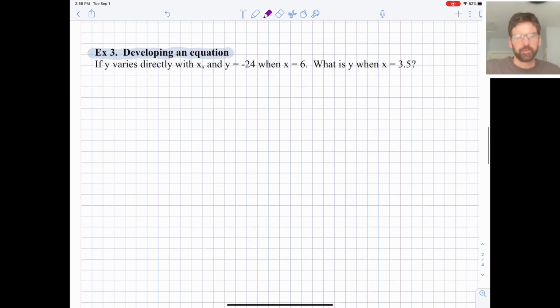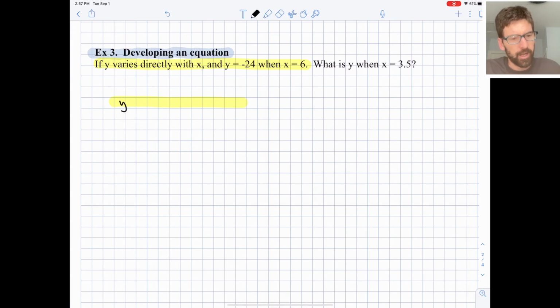And our final example here, let's develop an equation. This is probably one of the more common ones you'll see. Let's assume y and x are varying directly, so they're varying in tandem. When we know that y is negative 24, we know that x is equal to 6. So what's y when x is 3.5? I like to start off these problems by first finding the equation.